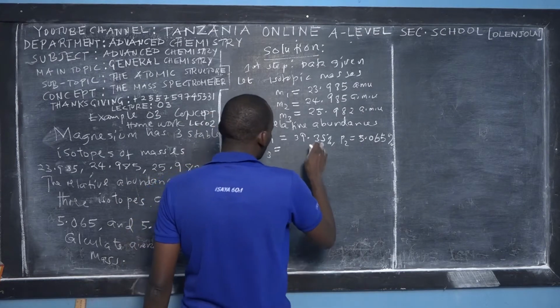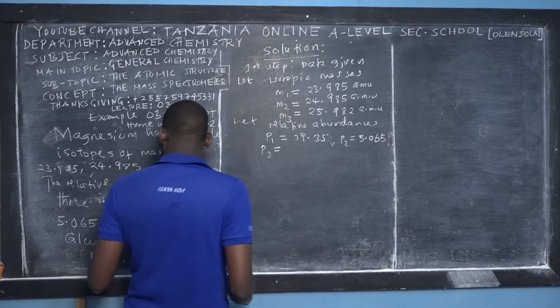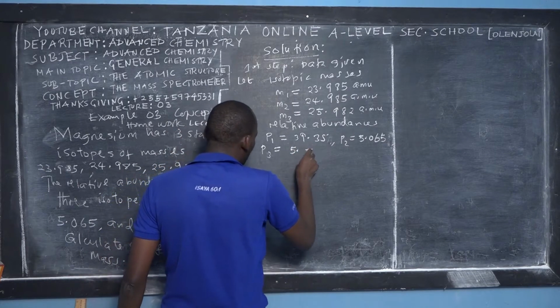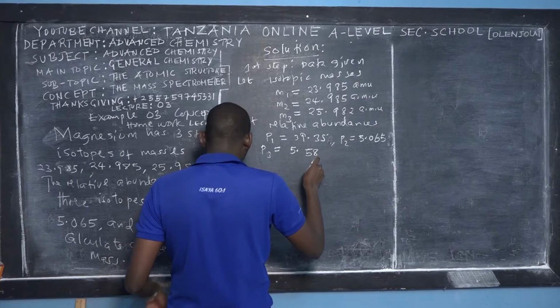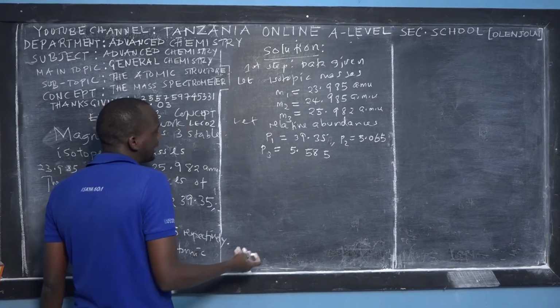this is not in percentage. It's not in percent. These are the intensities. So P3 is equal to 5.585. Why do we know that these are intensities? Because if you sum them, you don't get 100. Okay? So that is the first step. These are the data that will be given.